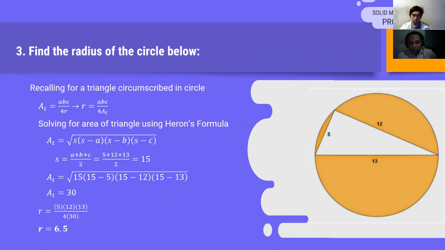To get the area of the triangle, we can use Heron's formula since we have the lengths of the three sides. First, finding the semi-perimeter, which is 15, and then finding the area of the triangle to be 30 units. Substituting this to the first equation, we can get the radius of the circle to be 6.5 units.